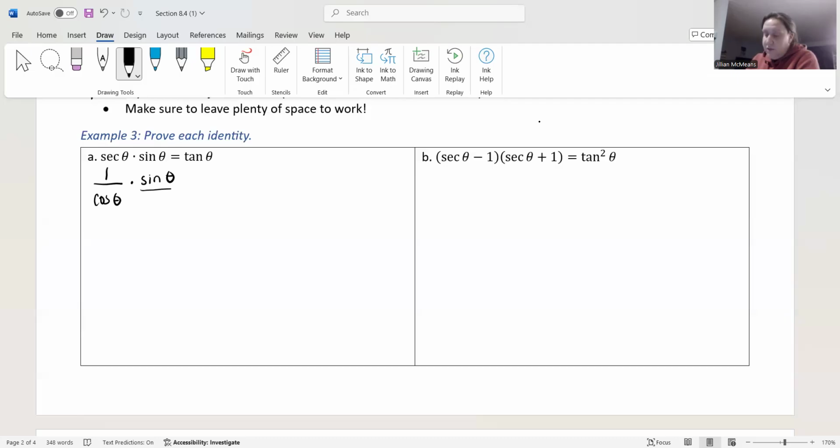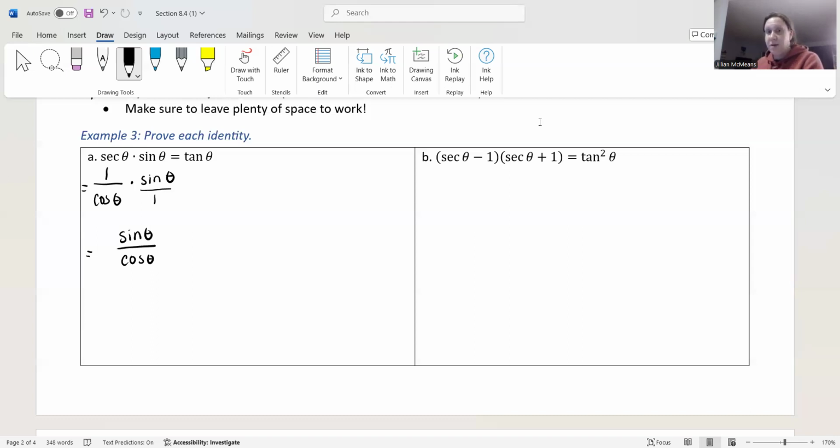If I think of sine of theta as sine of theta over 1, I can just multiply across. 1 times sine of theta is sine of theta, and cosine of theta times 1 is cosine of theta. Well, that's great. Okay, so we've done this now. And then you want to think, is this equal to something that we know?